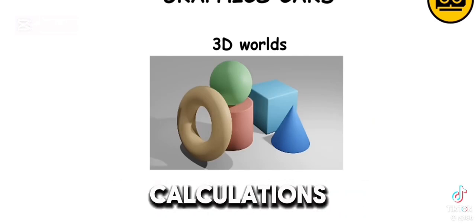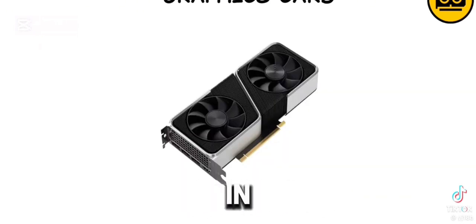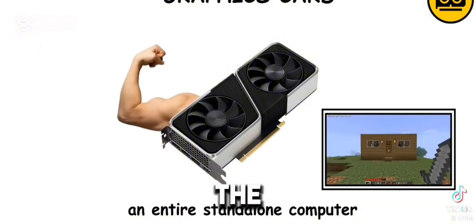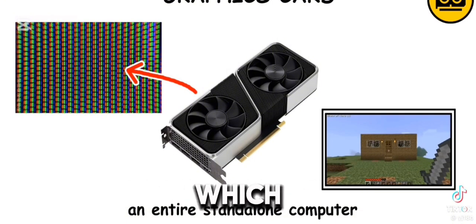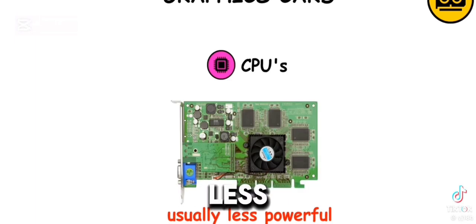Graphics card. Graphics cards create 3D worlds from complex calculations. The computer has to do a massive amount of work, but the really difficult part comes when it's time to show these worlds on your screen. This is where the graphics card comes in, basically an entire standalone computer dedicated only to showing the right things on your screen, deciding which pixels need to light up and what colors. Some CPUs already come with an integrated graphics card, but they're usually less powerful than a normal single graphics card.